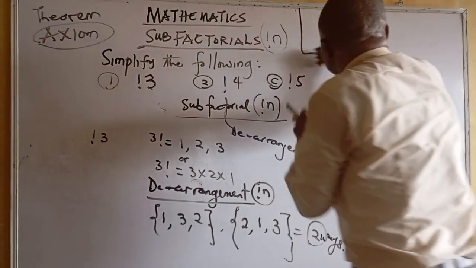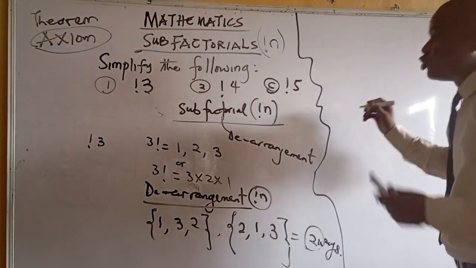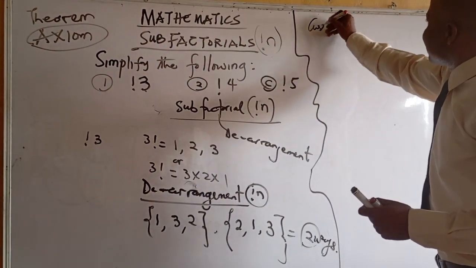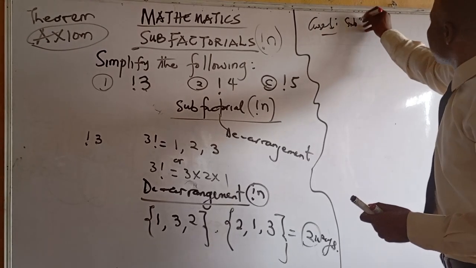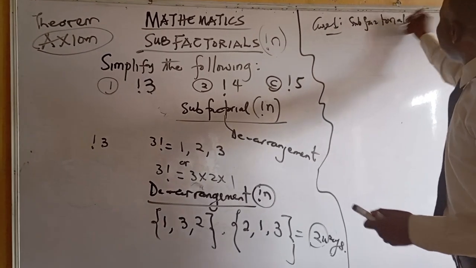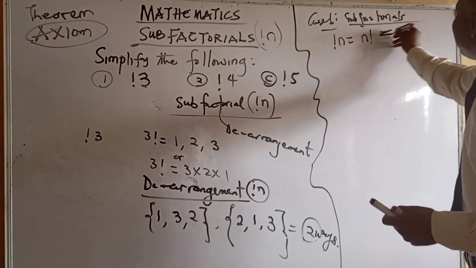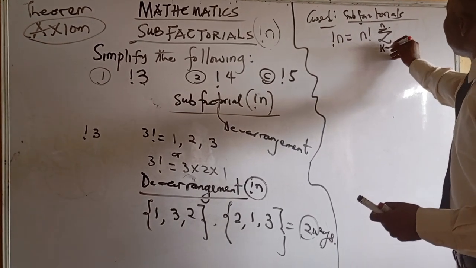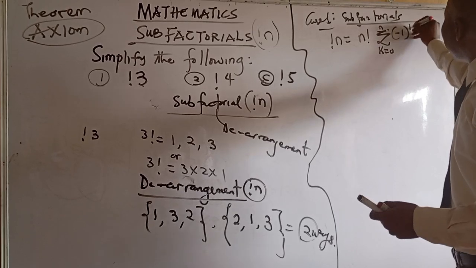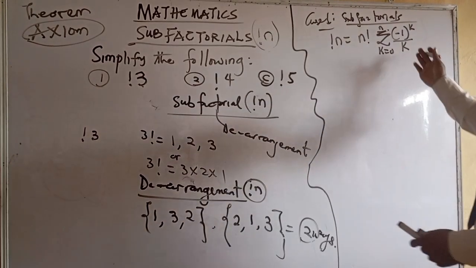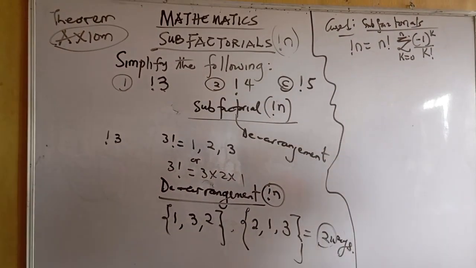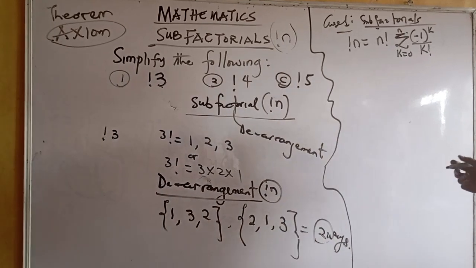Now, let's solve. There are 3 formulas I'm going to use. Case 1. This is the formula for sub-factorial. Sub-factorial is not common in textbooks. Sub-factorial n is n factorial times the summation, k equals 0 to n, of minus 1 raised to power k over k factorial. This is the first formula to solve.